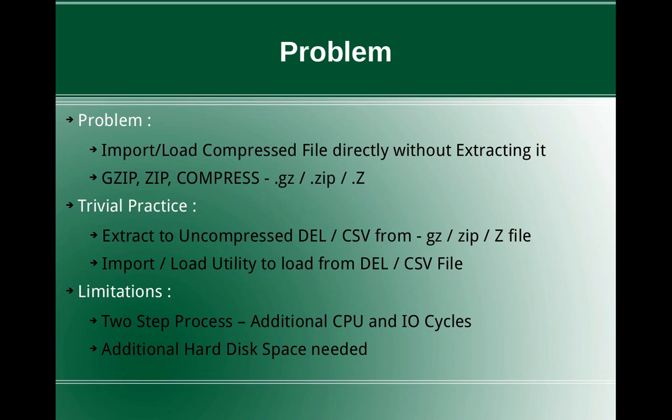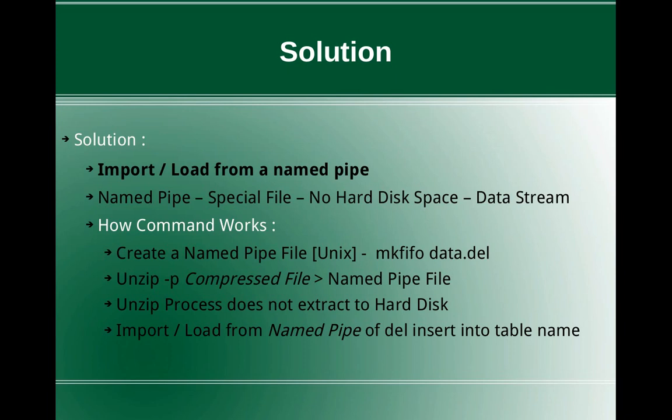And additional hard disk space is also needed. The compressed file might be only 1 GB, but the uncompressed file might be even 10 GB. So those are the limitations. So what is the solution for this?